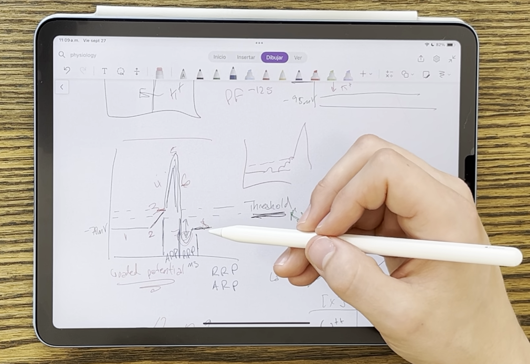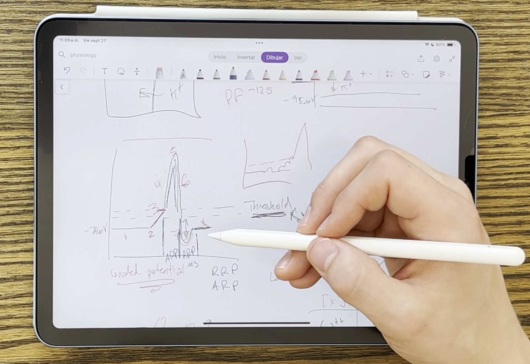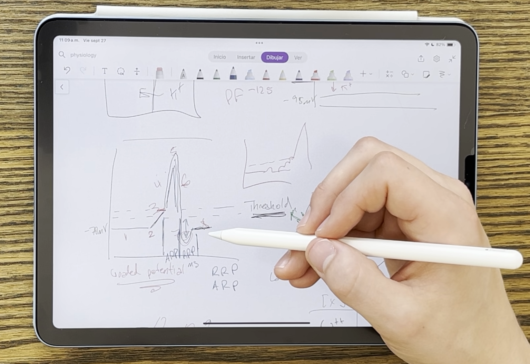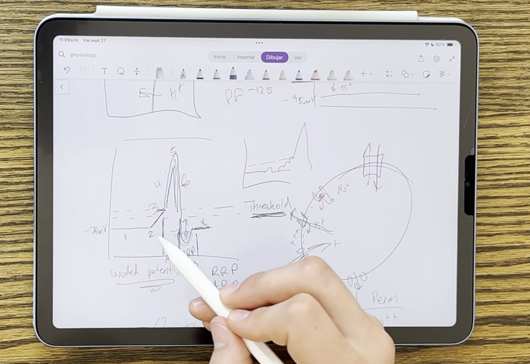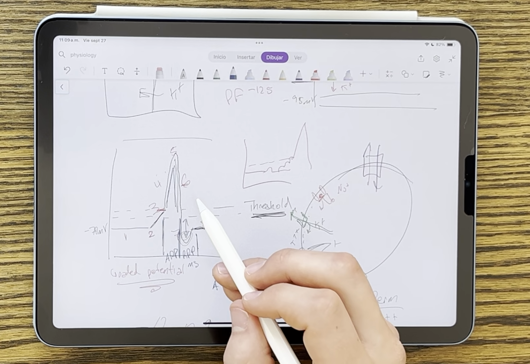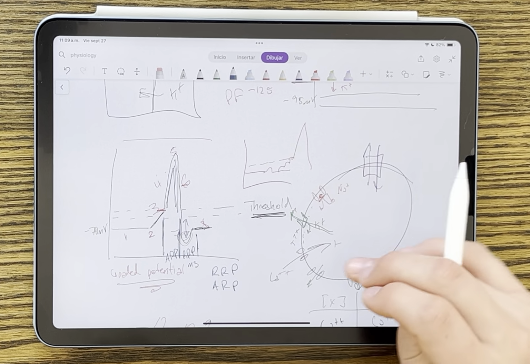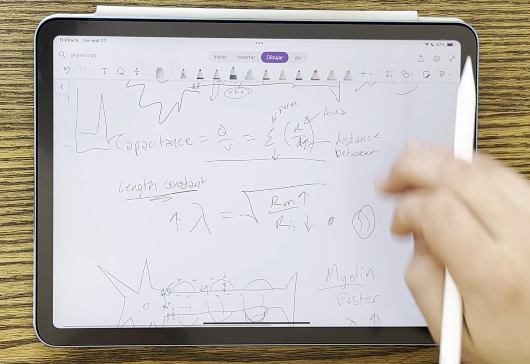Other than that, though, we covered the different phases of action potentials and what happens in the channels, and then we talked about graded potential and action potential, right? Here's our graded, here's our action. Graded is beneath, the action is above the threshold, and then we talked about capacitance and length constant, as well as how myelin affects those things.